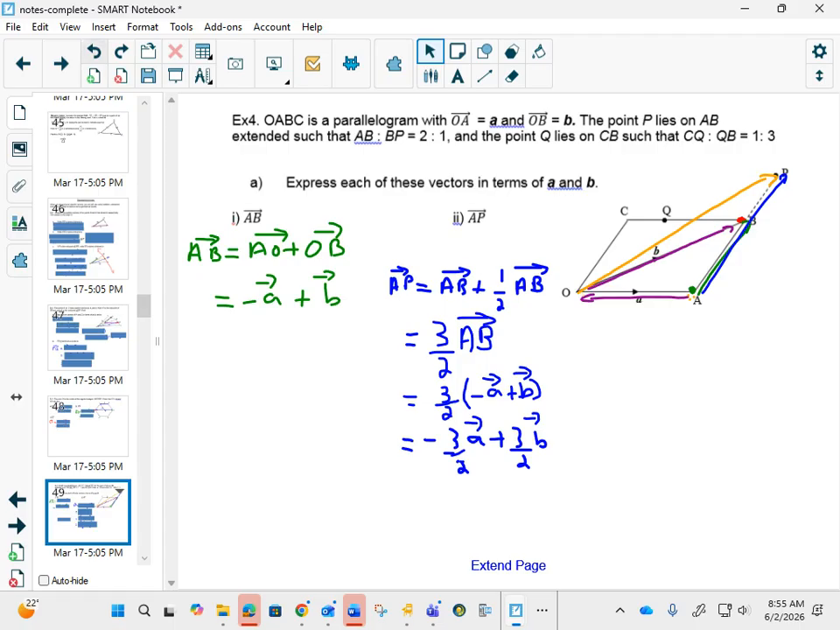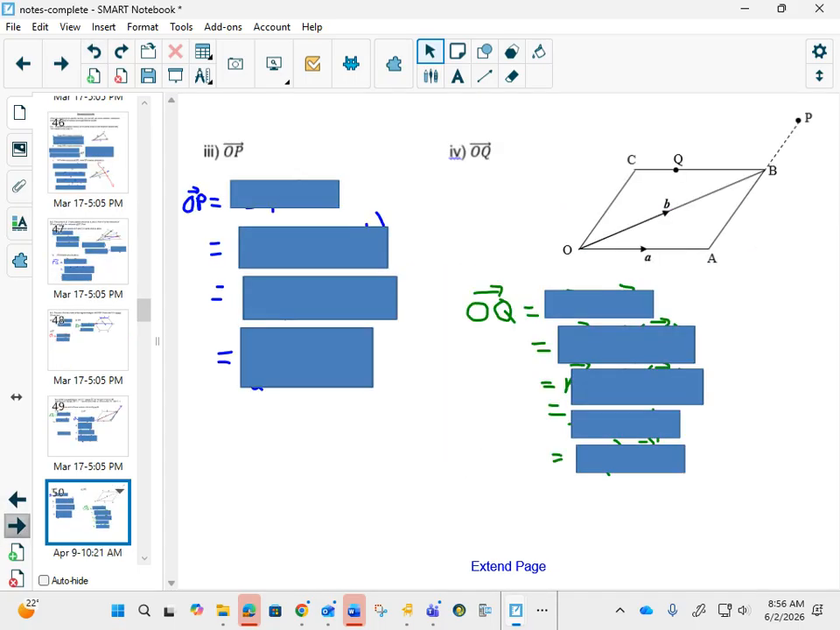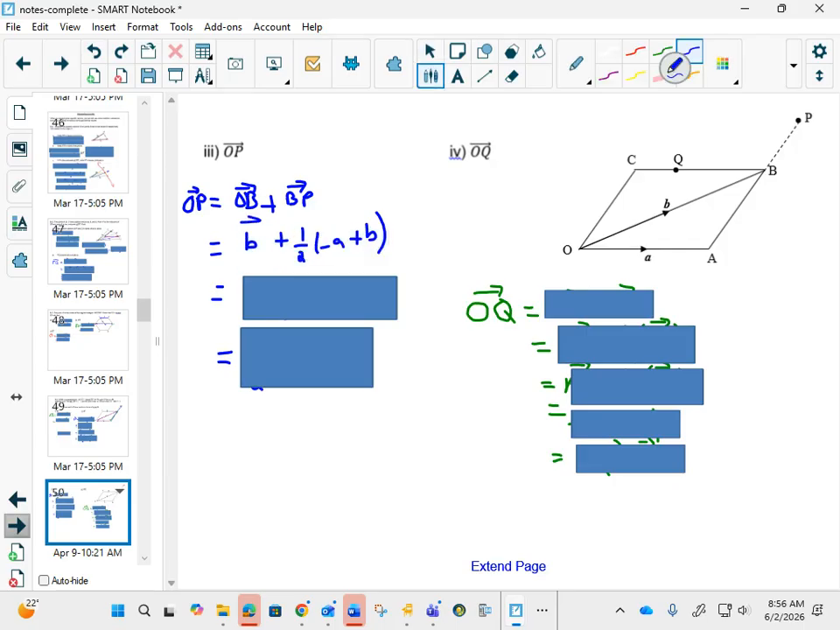So what you see that we're doing here is we are slowly adding vectors that we can use for math further on. So now if we want to go from O to P, we can go from O to B and then B to P, or you could have gone from O to A and then A to P. Either one would work for you. And since we already know O to B, that's vector B, and we had figured out B to P to be 1/2 of negative A plus B, we can put this together.